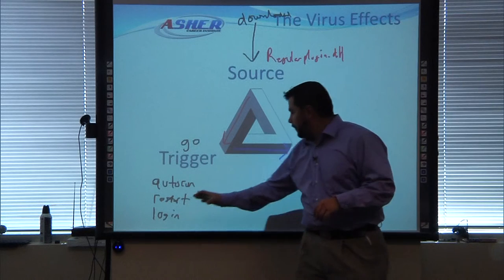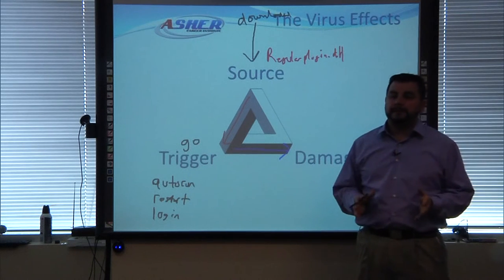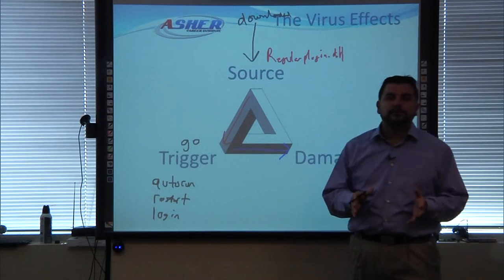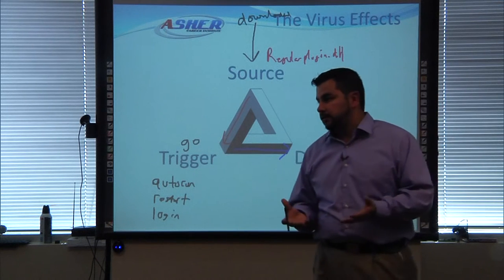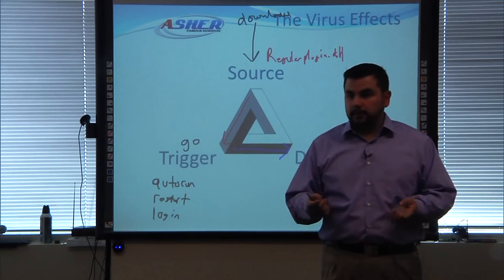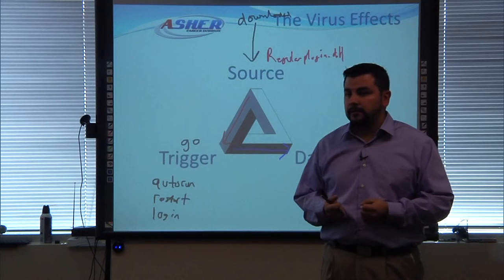All right, so depending on what trigger they set up, you won't actually see it, okay? The damage is what everybody always sees. For instance, has anybody ever known somebody or has anybody ever gotten a virus on their computer? Yes. Well, what did it do? What were some of the things that it did?